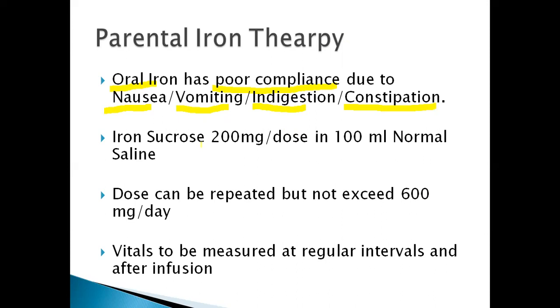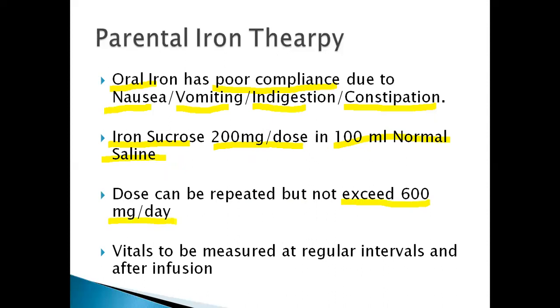Not as an option for prophylaxis, but definitely as an option for treatment of anemia, we have parenteral iron. The commonly used preparation is iron sucrose, where the dose is 200 milligram per intervention, and it has to be diluted in 100 ml of 0.9% saline, that is normal saline. This dose can be repeated, but it should not exceed 600 milligram per day.